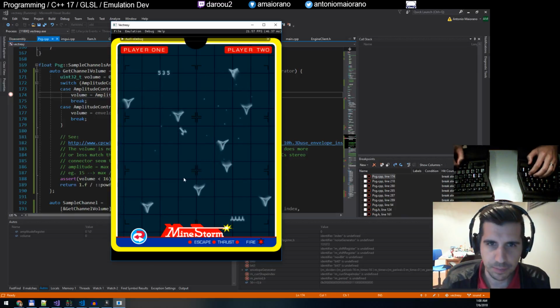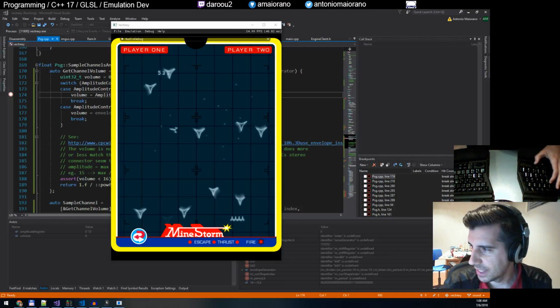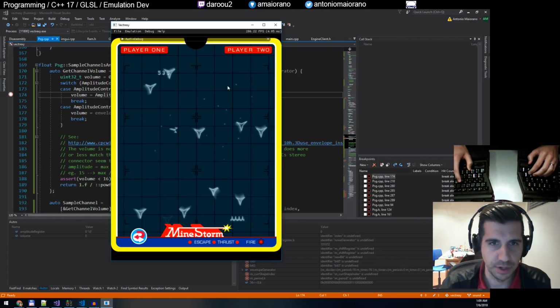I'm getting some CPU fluctuations here. I don't know what's going on my machine. Oh, you know what it is? It's because I'm running this other emulator in the background, isn't it? Let me shut that down. Try and get back some CPU here. There we go.